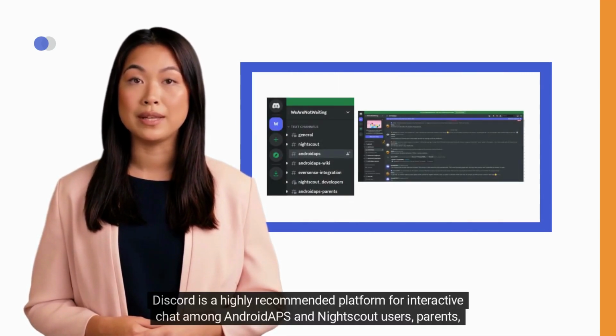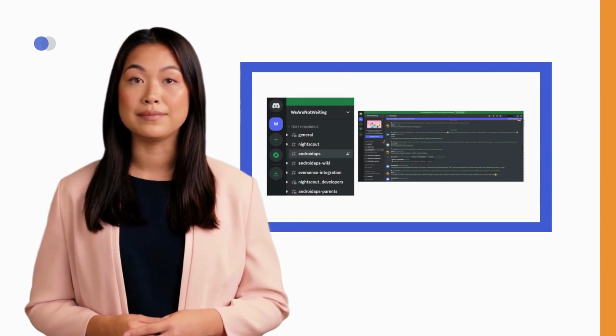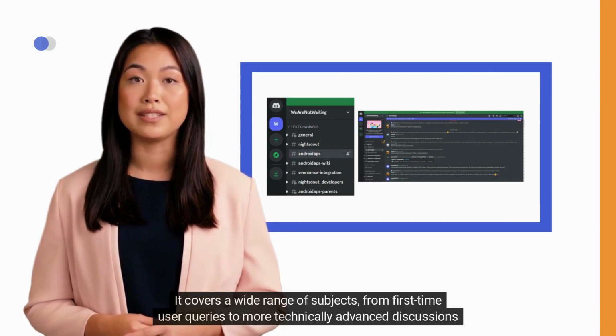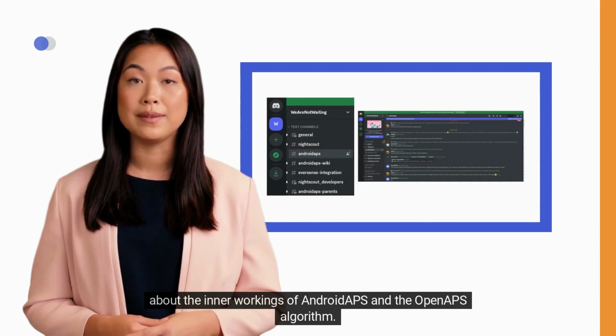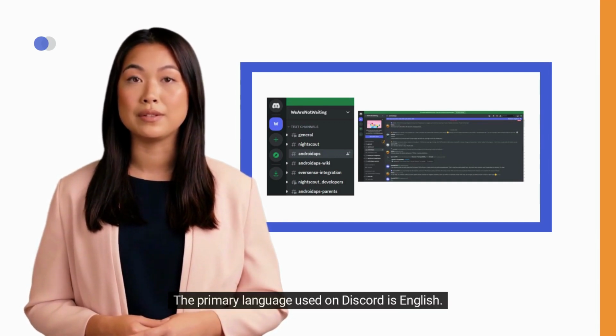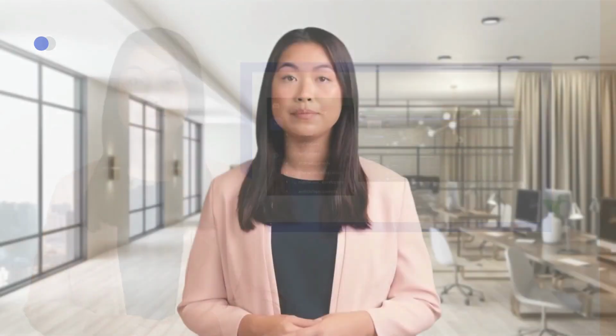Discord is a highly recommended platform for interactive chat among AndroidAPS and NightScout users, parents, and developers. It covers a wide range of subjects from first-time user queries to more technically advanced discussions about the inner workings of AndroidAPS and the OpenAPS algorithm. The primary language used on Discord is English.